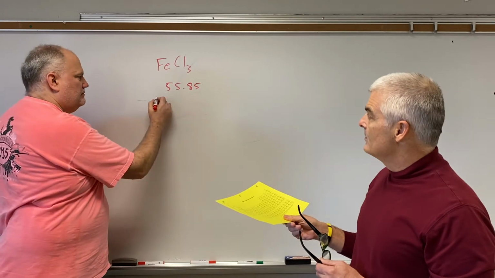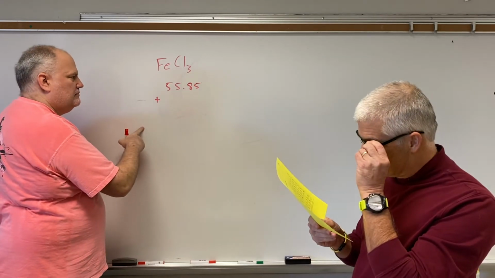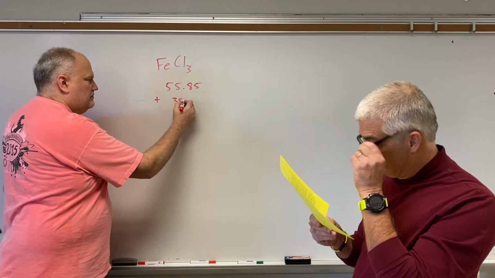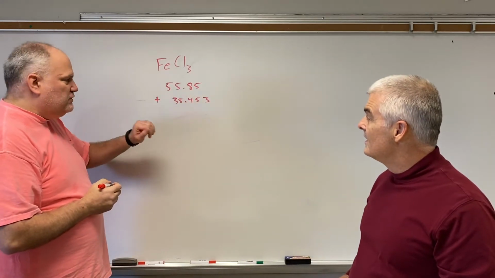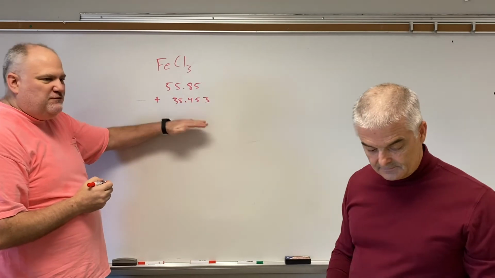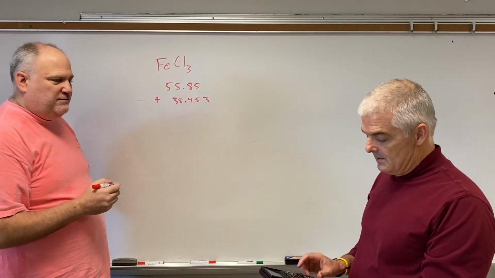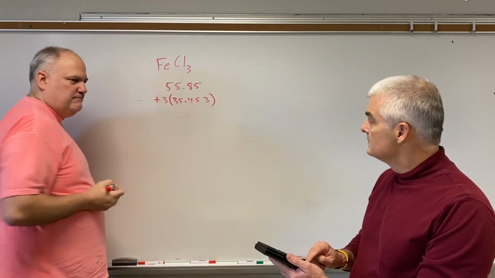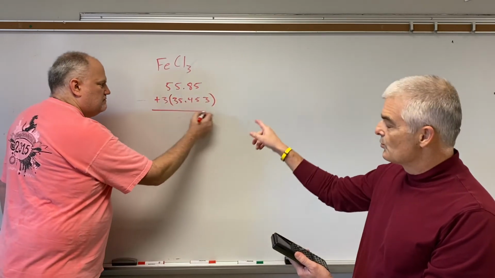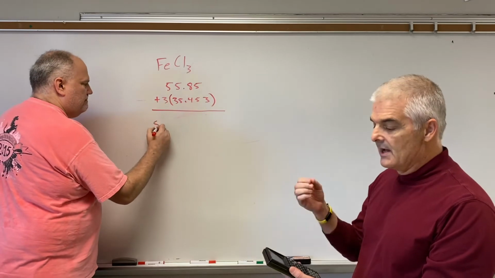But we have chlorine. I'll tell you what chlorine's mass is. It's 35.453. Now, watch. Since we have 3 of these, we could say 35.453, 35.453, and 35.453. Or can we just say that we're going to multiply it by 3? So I'm just typing in my calculator. In fact, why don't you write this down? This is how I'm going to type it in my calculator.